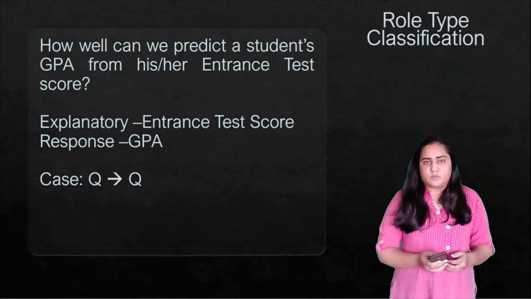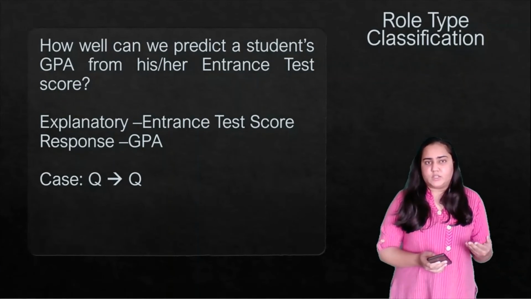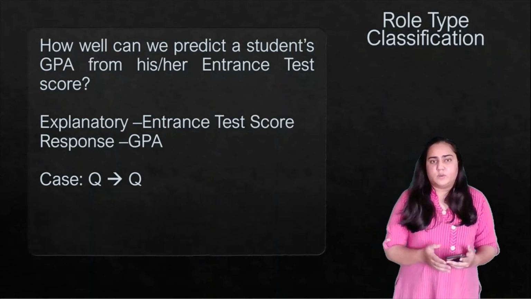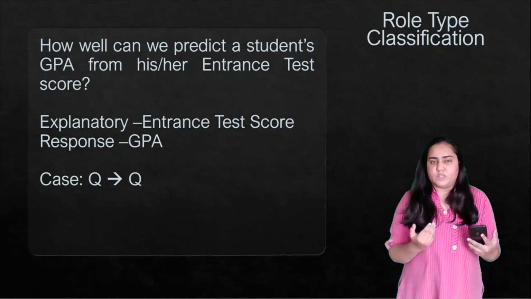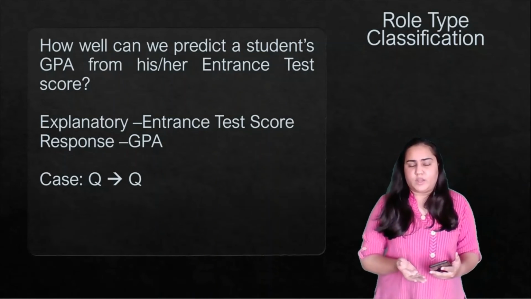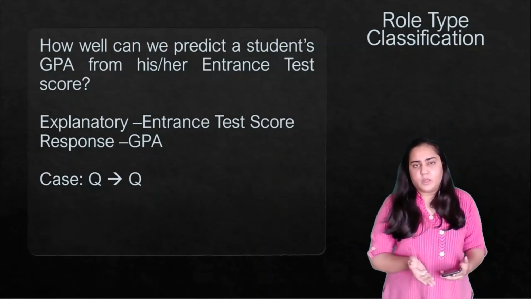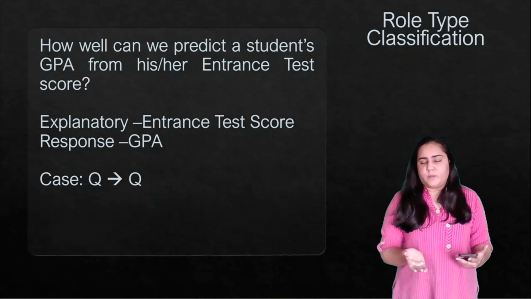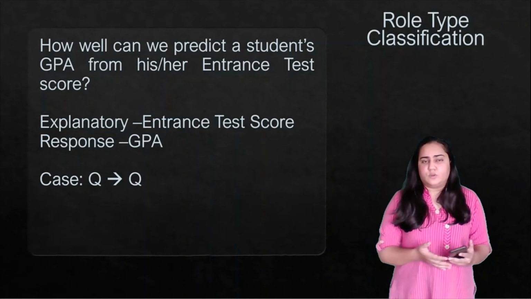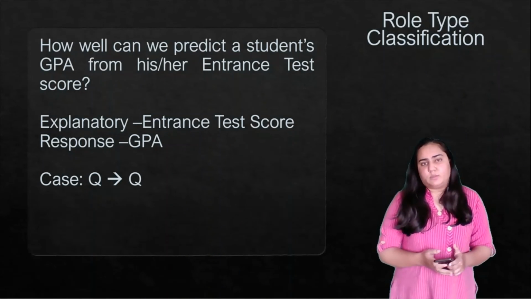The next question we had was this one. How well can we predict a student's GPA from his or her entrance test score? So in this case, we defined the explanatory variable as entrance test score and the response variable as GPA. In both cases, the GPA would be something out of 10 or out of 4. So either way, it is quantitative. And the entrance test score, because it's a score, it's definitely quantitative. So this is a Q determines Q type of case.